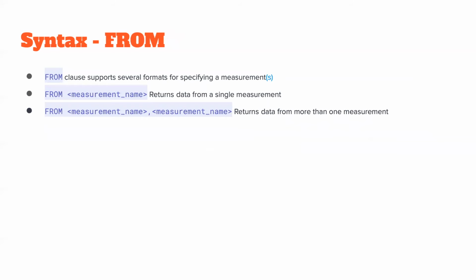And moving on to from, just like the select clause, the from clause, same as MySQL. The from clause supports several formats for specifying a measurement or measurements. So from measurement name returns data from a single measurement, and you can also return data from multiple measurements, once again separated by a comma. And this just basically gives you some data that your select clause can select from.